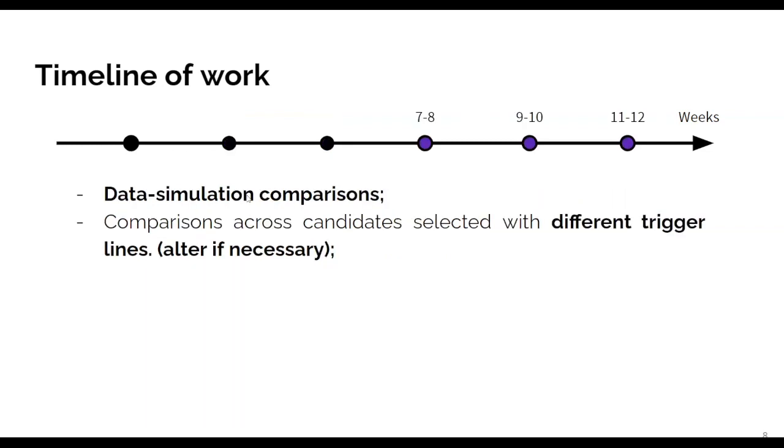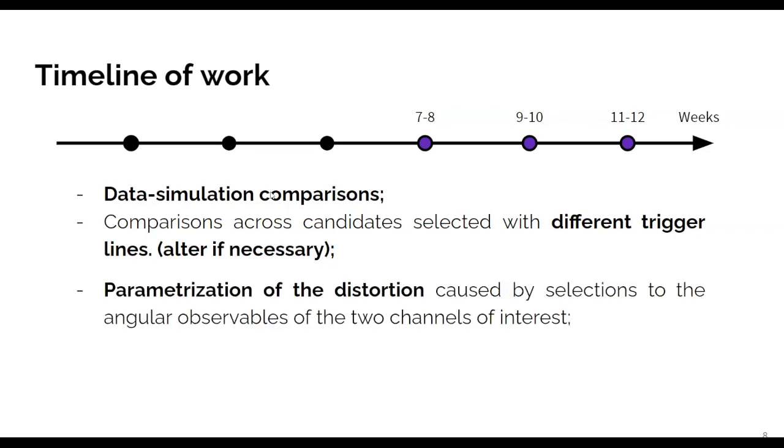After that, there will be some data-simulation comparisons and comparison to candidates selected with different trigger lines. And as I said, the trigger algorithms can be altered if necessary. After that, there will be some parameterization of the distortion caused by selections of the angular observables of the two channels of interest. And at the end, there will be first angular fits to the 2022 data. That is all. Thank you for your attention. I will gladly answer any of your questions.